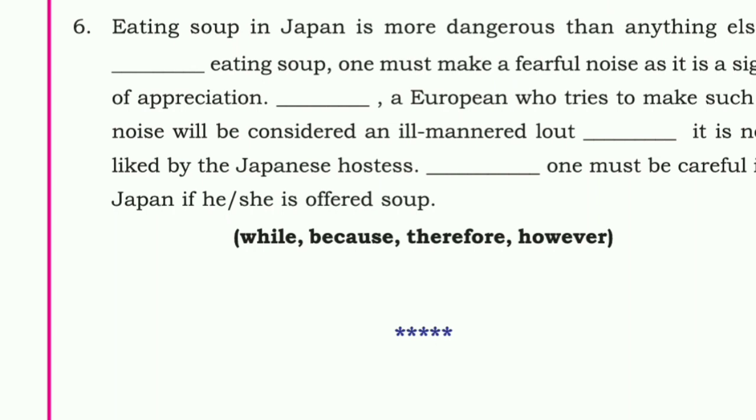Why? Because a European who tries to make such a noise will be considered an ill-mannered lout. Therefore, it is not liked by the Japanese hostess. Reason, right? And then the conclusion. However, one must be careful in Japan if he or she is offered soup. That's why, however, one must be careful in Japan if he or she is offered soup.